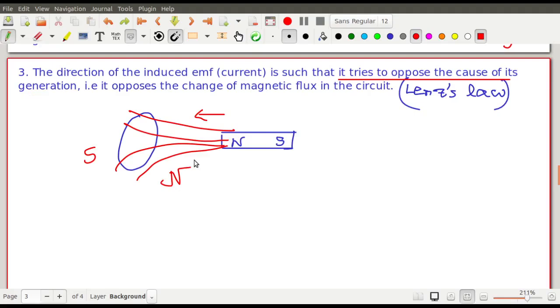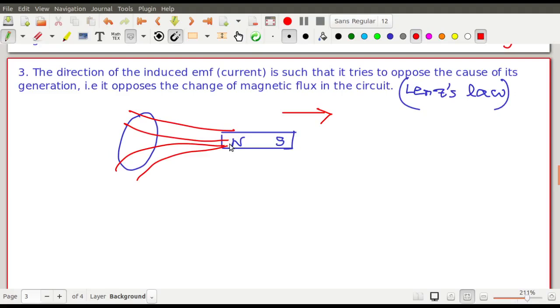Similarly, when the north pole over here moves in this sense, যখন এটা এই দিকে রাইট সাইডে মুভ করছে, here also there will be a change in flux. Here the flux is decreasing. As the magnet is moving away, ম্যাগনেট যত দূরে সরে যাচ্ছে তত ফ্লাক্স কি হচ্ছে? Decreasing. The flux is decreasing in nature, right?